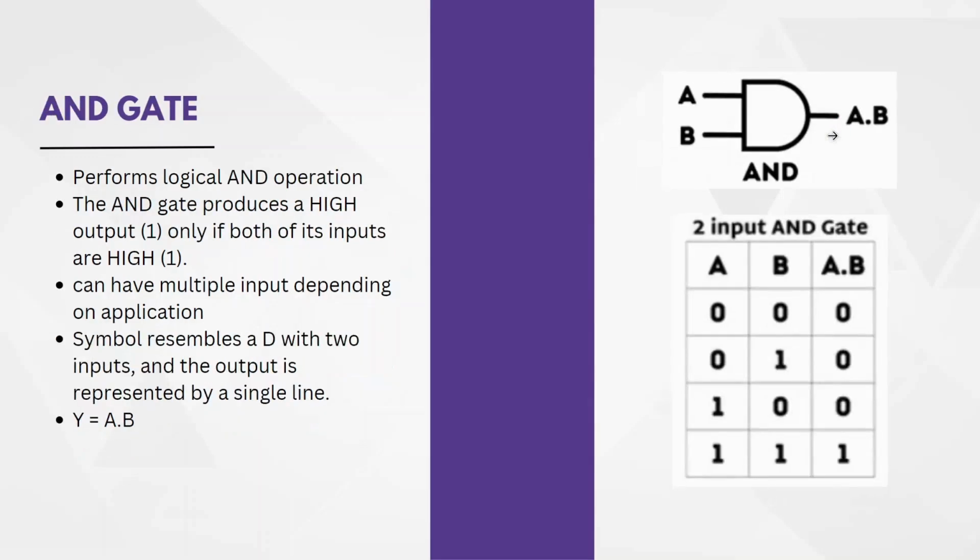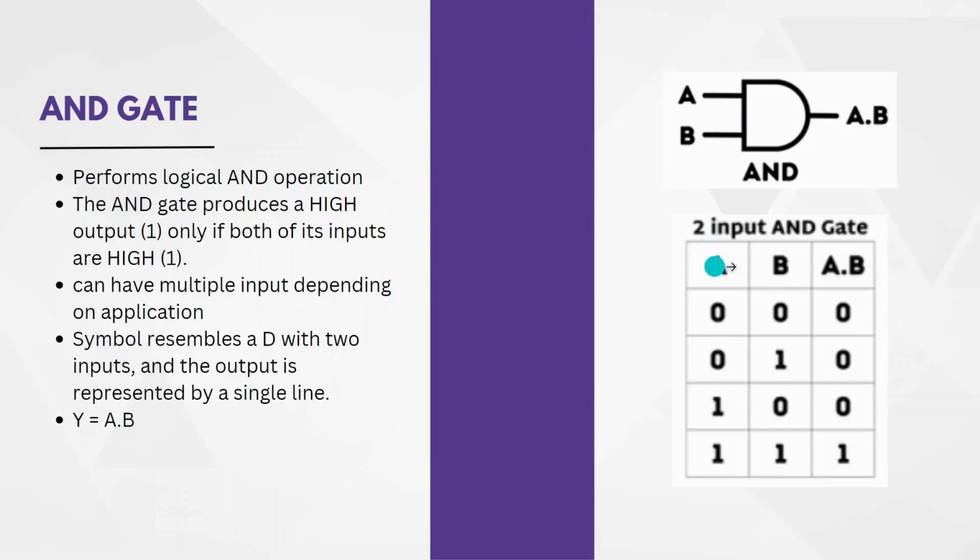Next, we have the AND gate. This is again correlated to multiplication. So it will give high when both the inputs are high. So 0 into 0 is 0, 0 into 1 is 0, 1 into 0 is 0, but 1 into 1 is 1. So we can represent it as A dot B, that is the output. Again, on the left hand side we have inputs, and on the right hand side we have outputs.